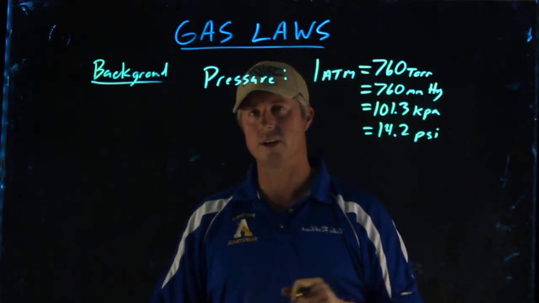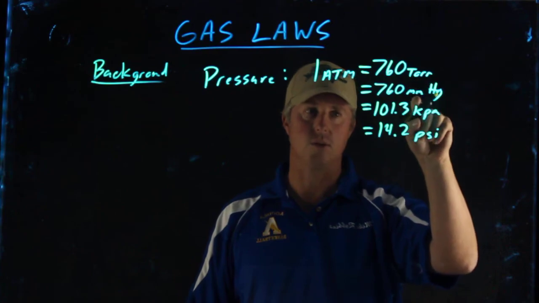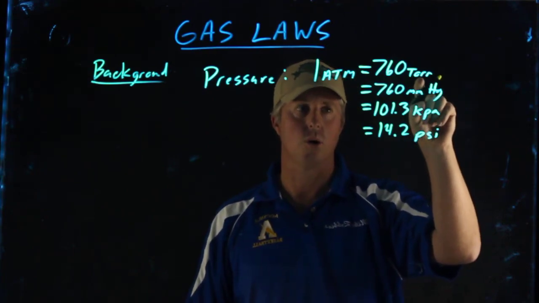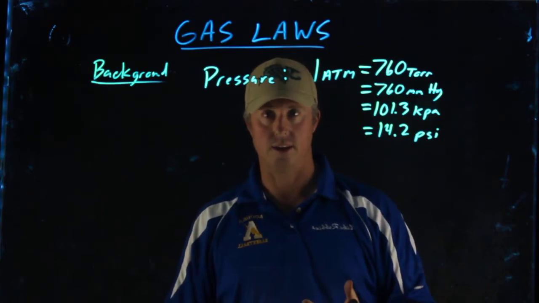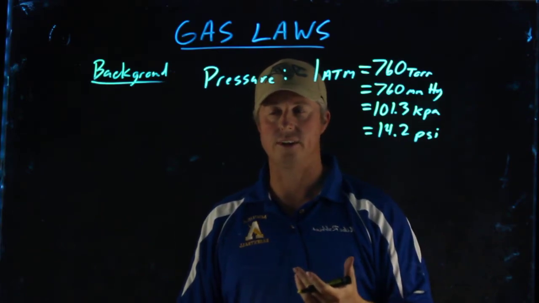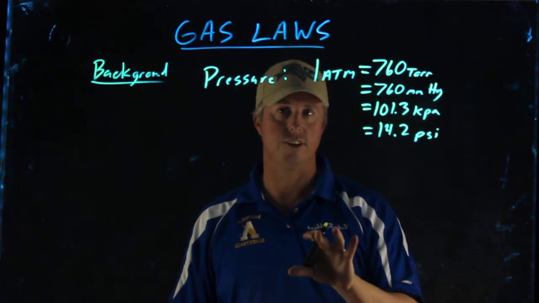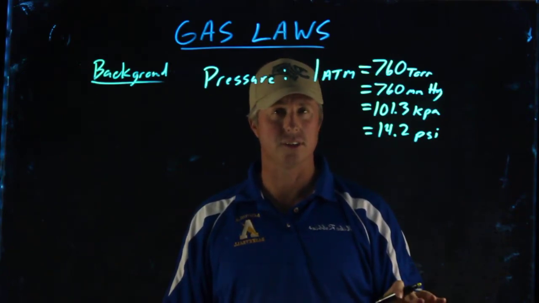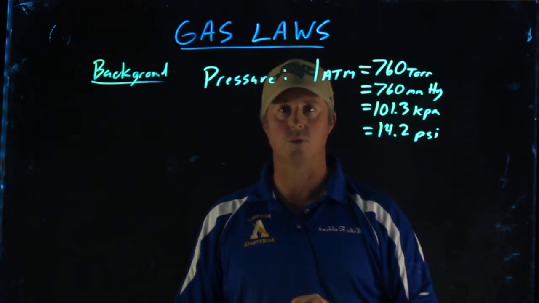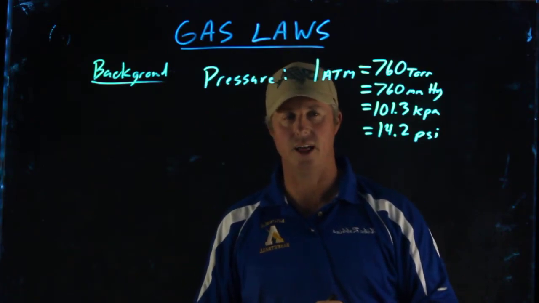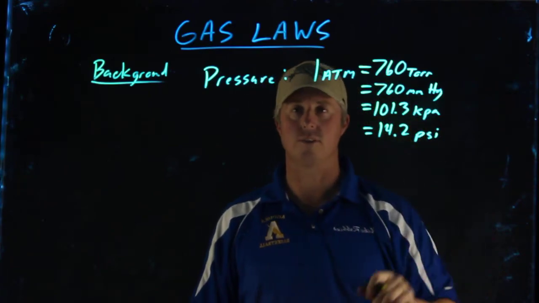Torr is a little weird, especially because it equals mmHg. Torr is a unit of pressure named after Evangelista Torricelli. Torricelli was the person who invented the first barometer and actually figured out that the air around us is an example of pressure. He did it in a unique way. It's a good story, and you'll get that in class. But these are our different units of pressure.